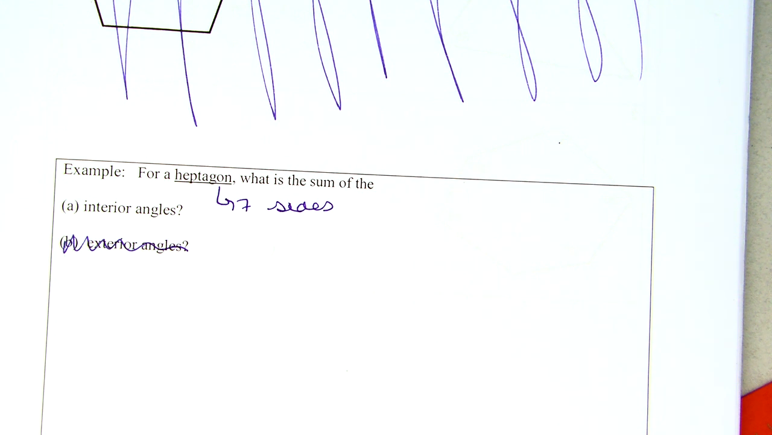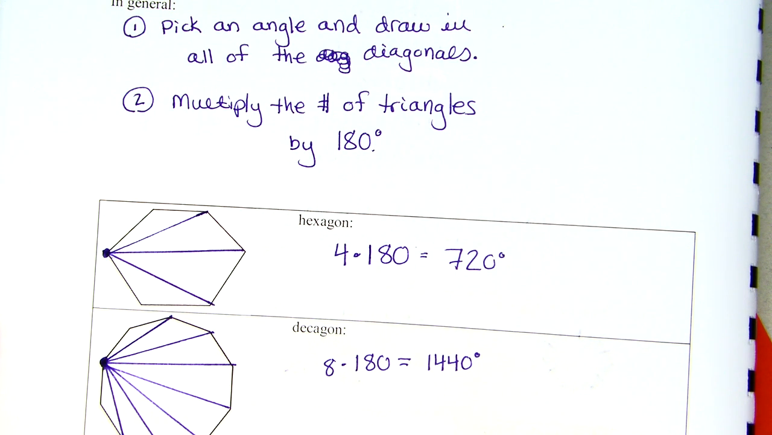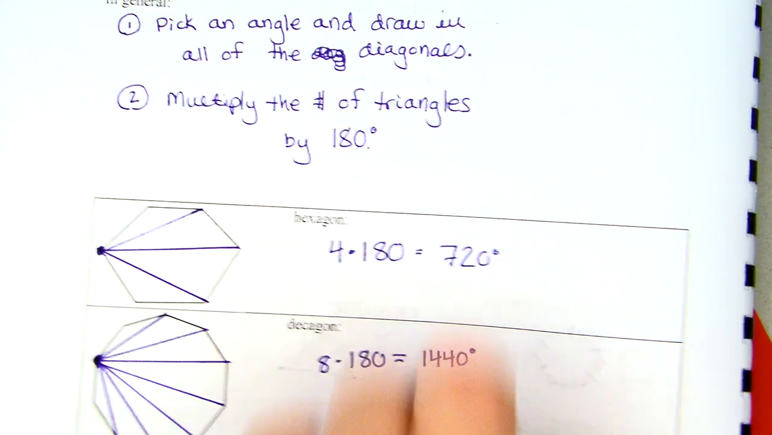Okay, I'm not liking 180 times 7. What would be really helpful? How did we do this on the previous page? How do we do it here? I think it would be really helpful to actually see a heptagon. So that's what you need to do. You're first going to draw a heptagon.